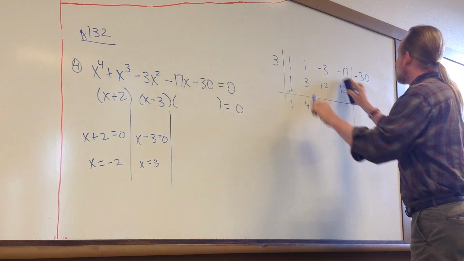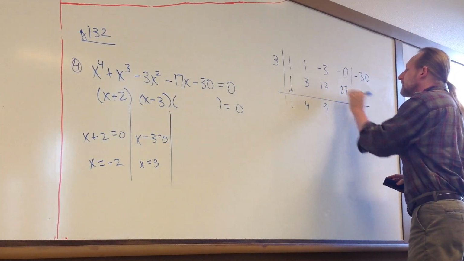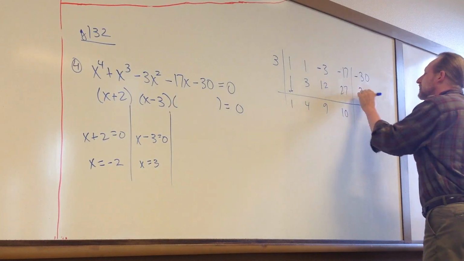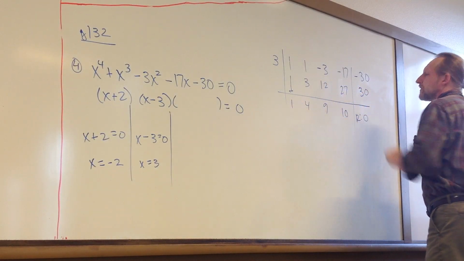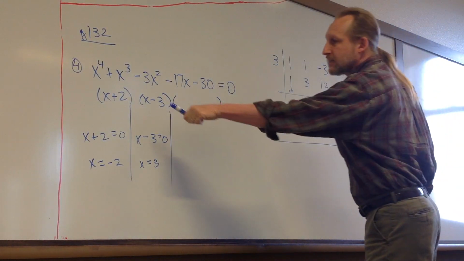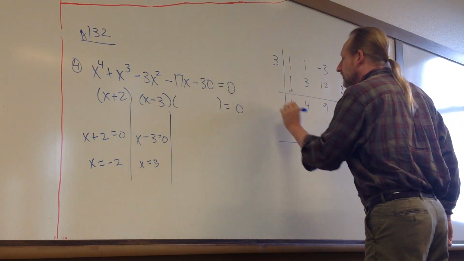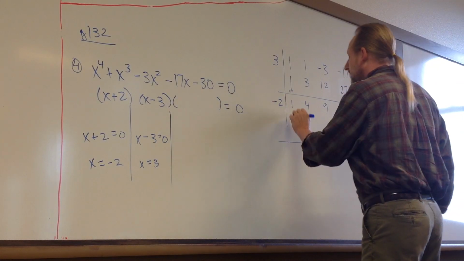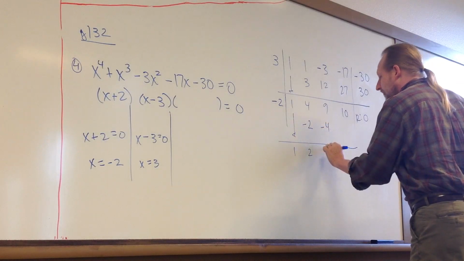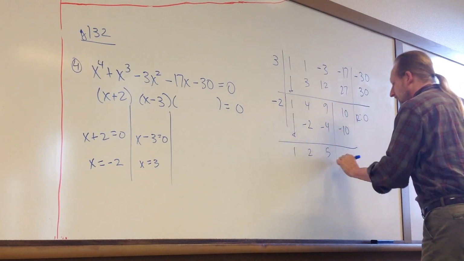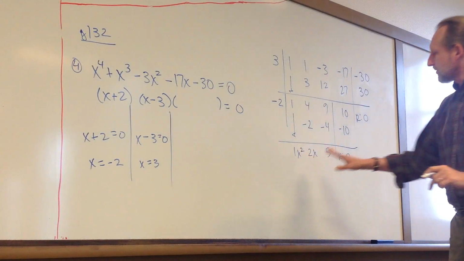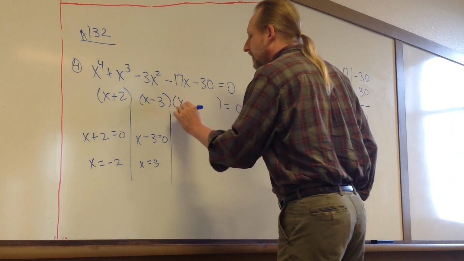So 9 times 3 is 27. There we go. 27 minus 17 is 10. 10 times 3 is 30. And there's our 0 remainder. Okay, now we're going to do this again, and this time we're going to do the synthetic division using that negative 2. So, negative 2, negative 4, negative 10. And there we go. So, our missing factor is x squared plus 2x plus 5.